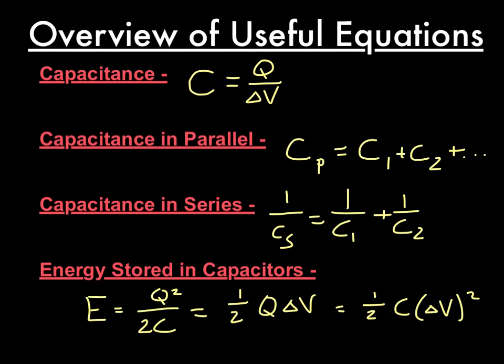Here are some of the formulas that you're going to be using. We've already covered this one, where the capacitance is charge over potential difference. In parallel, your capacitances add. This is because your potential difference is the same in parallel. We derived this in class. In series, 1 over the total capacitance equals 1 over capacitor 1 plus 1 over capacitor 2 plus however many you have. This is a very important step because remember you have to invert that afterwards.